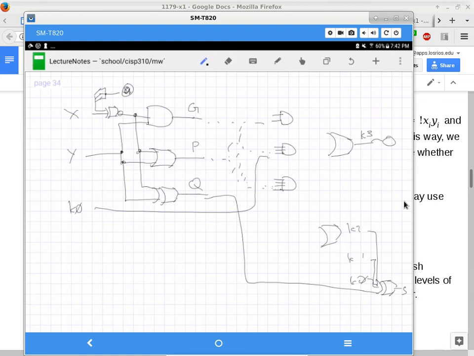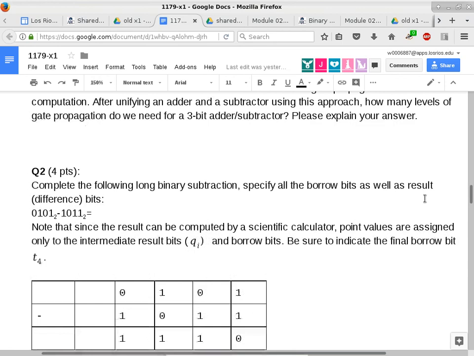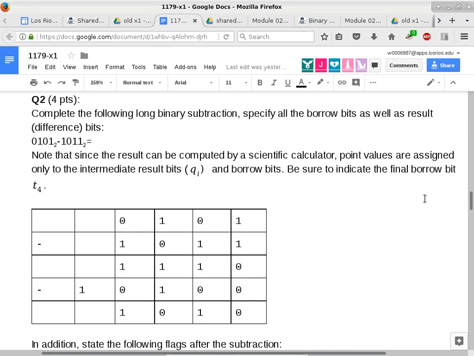Any other questions? No questions about this one? Okay, let's move on. Next one, Q2. I think you guys would like question number two.